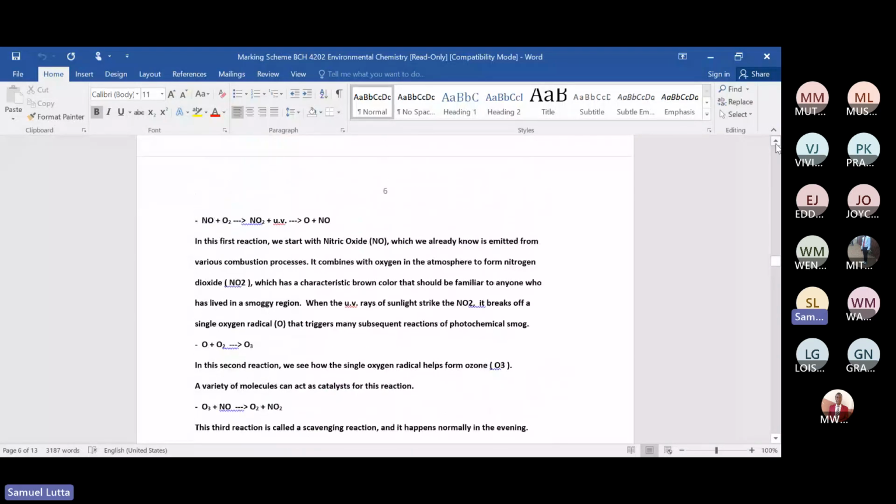So smog in itself, we are saying, is a mixture of nitrogen dioxide, the organics, and ozone. And the formation starts from the first reaction. Nitrogen oxide is oxidized to form nitrogen dioxide, but in the presence of UV light, this one breaks down to form atomic oxygen plus nitrogen monoxide. And then in the second reaction, the atomic oxygen combines with molecular oxygen to form ozone.